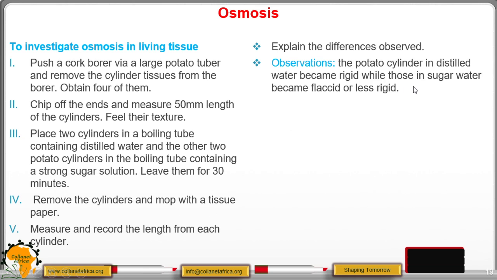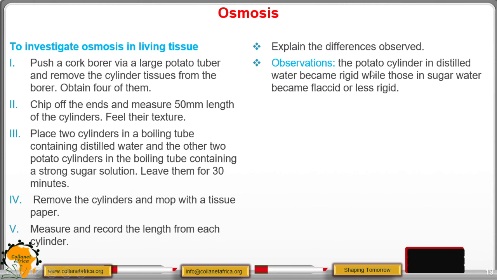So what are your expected observations? This is an experiment you can try in your home. When you don't have a borer, just use a ruler or any other measuring instrument to obtain cylinders, or even if they are rectangular in shape, but they should be of equal length, not necessarily 50mm. Just try that in your home.